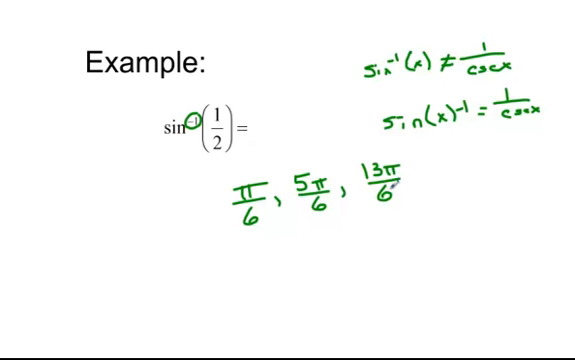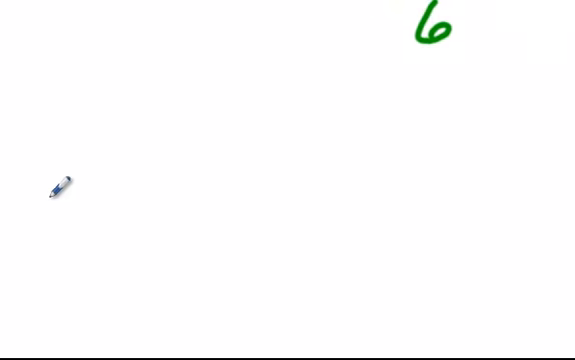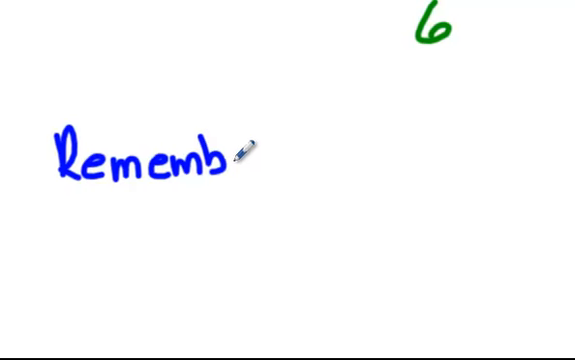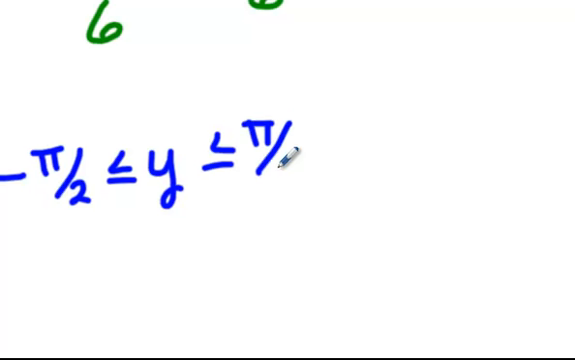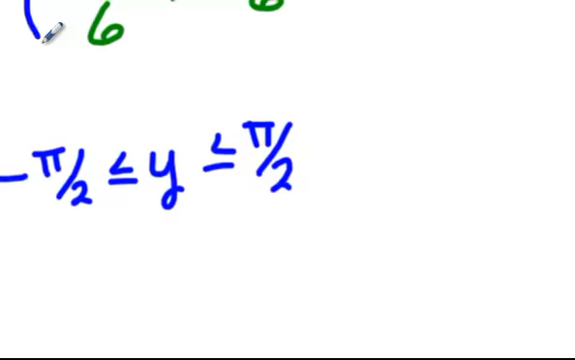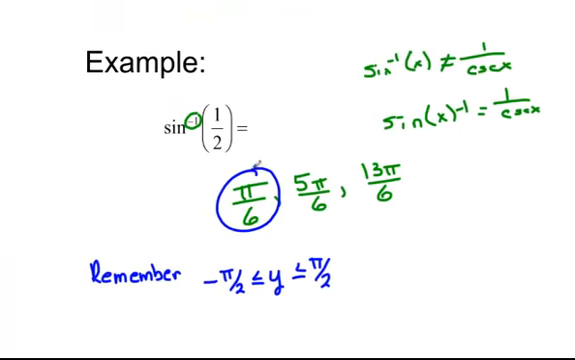But before we write these angles down, we need to remember that our answer must be between negative pi over 2 and pi over 2. Because of that, there is only one answer to this problem, and that is the answer right here at pi over 6.